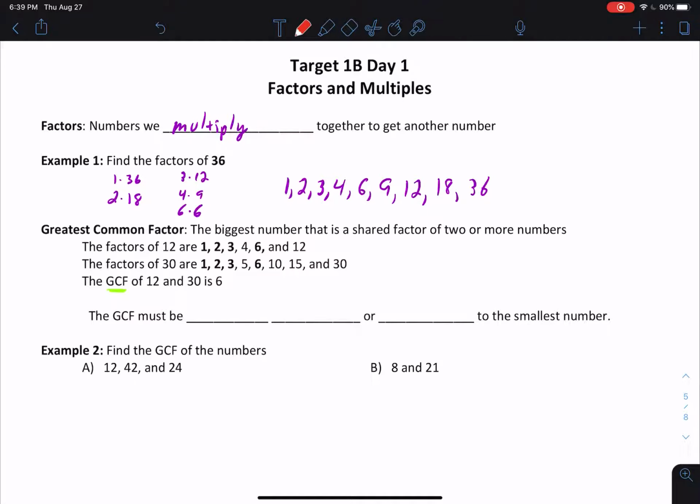Okay, and so the greatest common factor must be less than or equal to the smallest number. Right? And that should make a little bit of sense. The greatest common factor of 12 and 30 can't be bigger than 12 because it needs to go into 12 as well. Okay, so the greatest common factor has to be less than or equal to the smallest number.